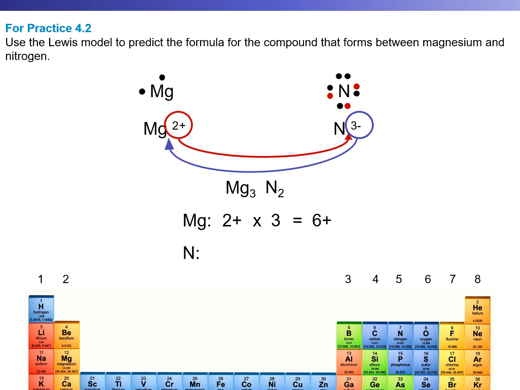So if we multiply positive 2 times 3, that's going to give us a charge of positive 6. Now for nitrogen, we know that each nitrogen brings with it a negative 3 charge, and our formula says that we've got 2 of these. If we multiply negative 3 by 2, that's going to give us negative 6. And we can see that the positive 6 brought by the magnesium is going to cancel out the negative 6 brought by the nitrogen. This confirms that we have written a balanced formula.